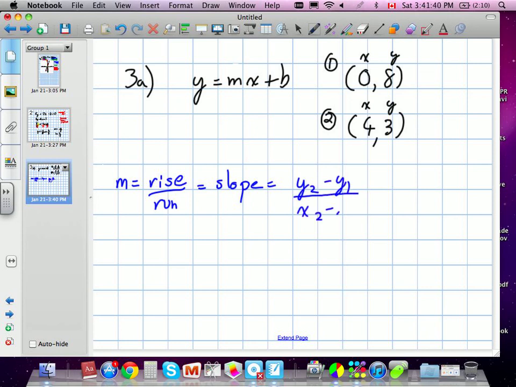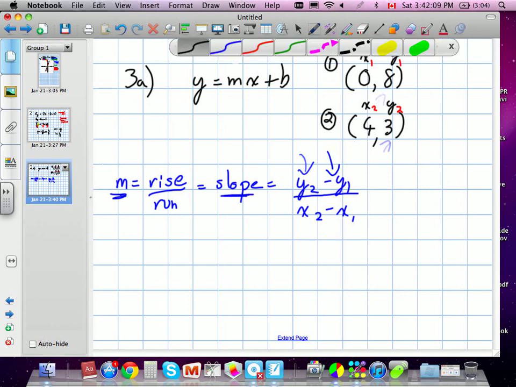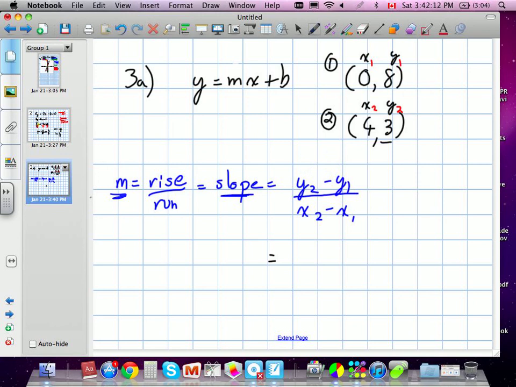No. Maybe, maybe not. Okay, so this is our first coordinate. Because it's our first one, I'm going to call this x1 and y1. And because this is our second, I'm going to call this x2 and y2. So now I have an x1 and an x2 to plug in, and a y1 and a y2 to plug in. Once I equate all this, I'll get my m, or my slope of the equation. So when I go to plug these in, y2 is 3, subtract y1 is 8, right? x2 is 4, subtract x1 is 0.